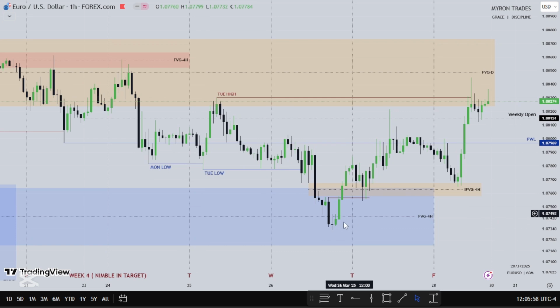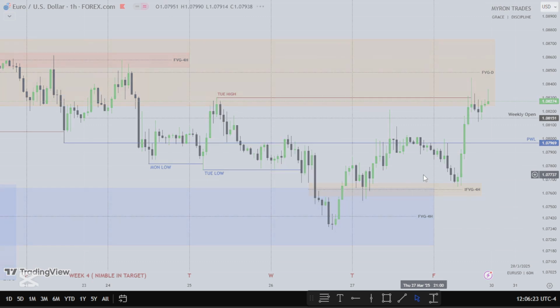Where was price going? Into the daily and the 4-hour fair value gap, right? And Thursday, you can see what Thursday did. Thursday opened, found resistance at the upper half of both the 4-hour fair value gap, and there's another 4-hour fair value gap again. Let me show you guys that one.